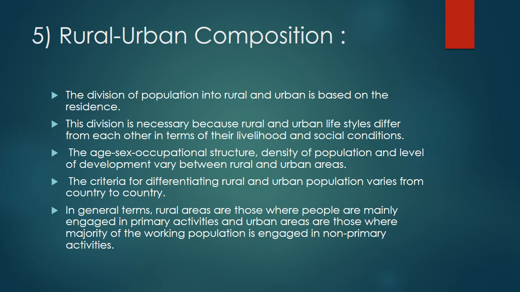So wherever the people are engaged in primary activities, that is animal husbandry, agriculture, fishing, rearing, that area is considered rural. And wherever non-primary activities are more, such as transportation, trade, businesses, industries, it is considered urban.